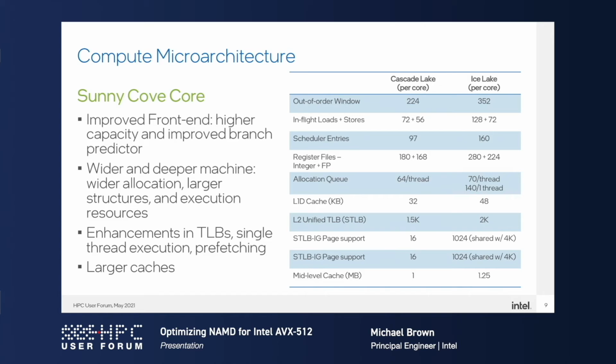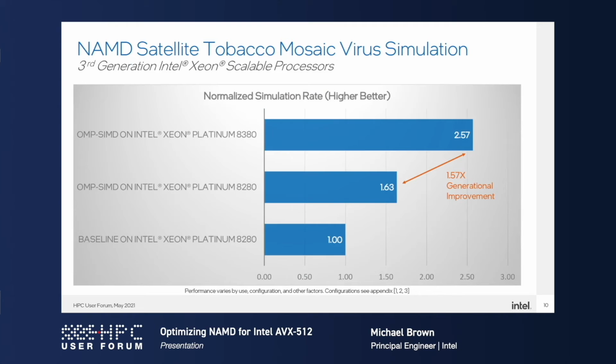Digging a little deeper into the compute microarchitecture, we see that we have an improved front end with higher capacity and an improved branch predictor. It is a wider and deeper machine with wider allocation, larger structures, and execution resources. There are enhancements in the TLBs, single thread execution, and prefetching, and there are significantly larger caches. So if we look again at the OMP SIMD implementation, but on third generation Xeon Scalable processors, we see a significant gain of 1.57x without code changes.